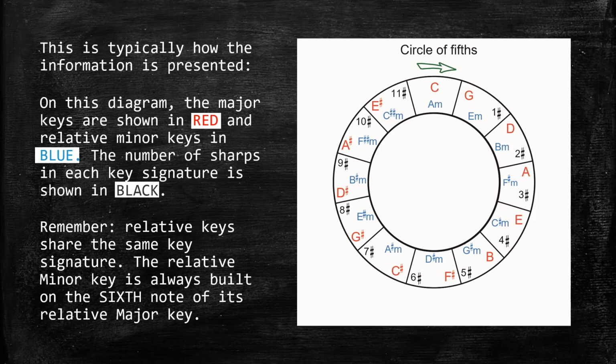This is typically how the information is presented. On this diagram, the major keys are shown in red and relative minor keys in blue. The number of sharps in each key signature is shown in black. Remember, relative keys share the same key signature. The relative minor key is always built on the sixth note of its relative major key.